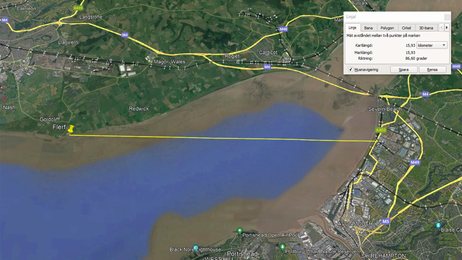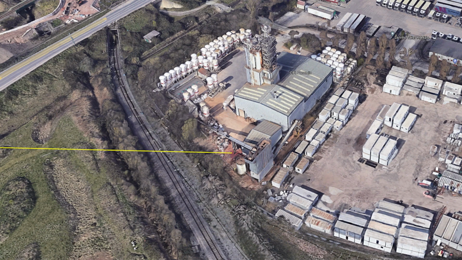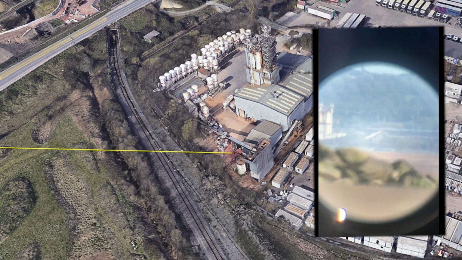This is the direction he has pointed his telescope. And he's aiming at this part of the building or construction. Let's compare with his video. And in the center you see this, and it corresponds with where I pointed the line.